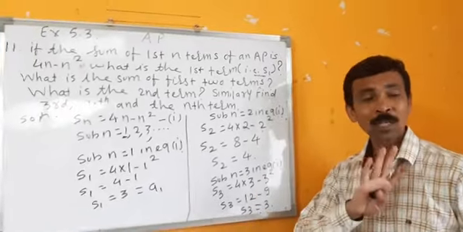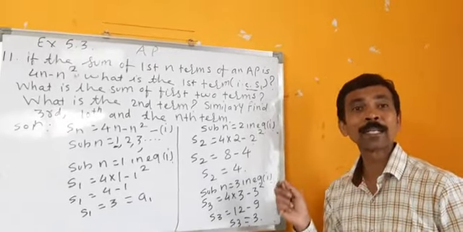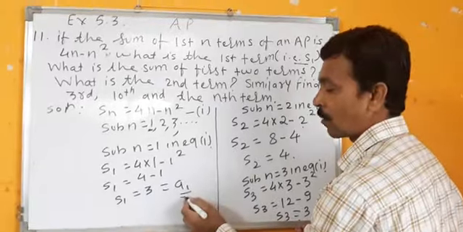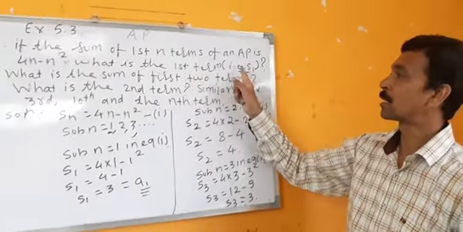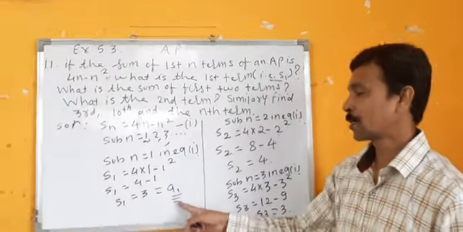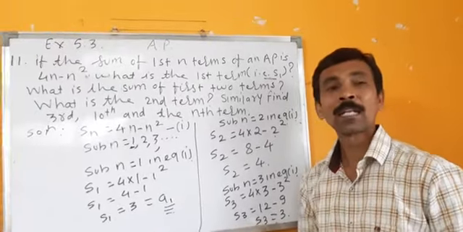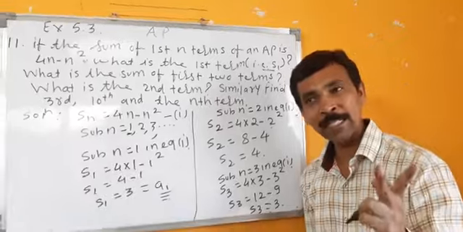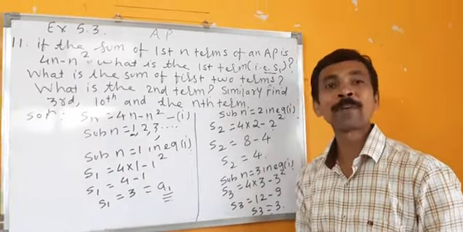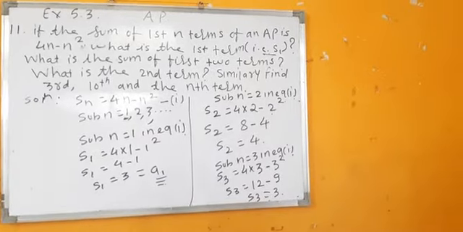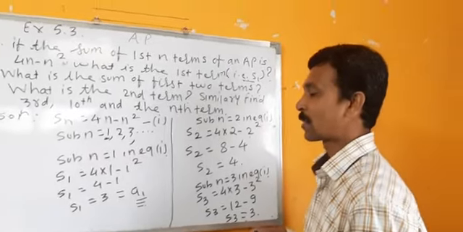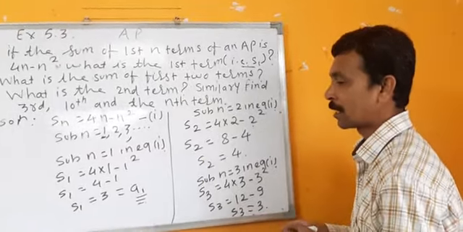But we have not got the values of A2 and A3. We have just got the value of A1. Why? It is stated here in the sum: what is the first term? That is S1. So S1 is equal to A1. Now we have to find A2 and A3, then only will the AP be formed. For finding A2, you have to subtract.